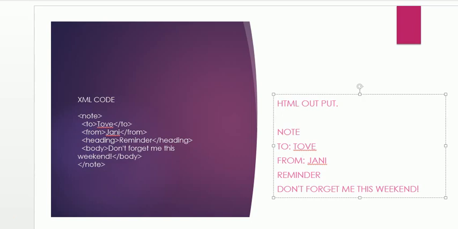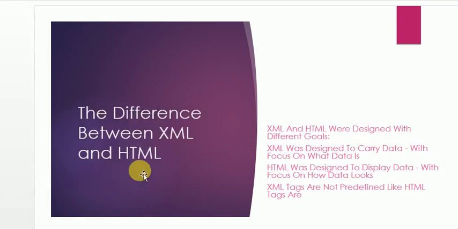Then, on the other side, the difference between XML and HTML. Let's look at that, then we go on to coding, because I know you will have a great understanding of XML. XML and HTML were designed with different goals. XML was designed to carry data, with the focus on what the data is. HTML's main purpose is to display data, with the focus on how the data looks. So XML focuses on what the data is. Is it a string, or what kind of data is it? Its work is just to carry data.